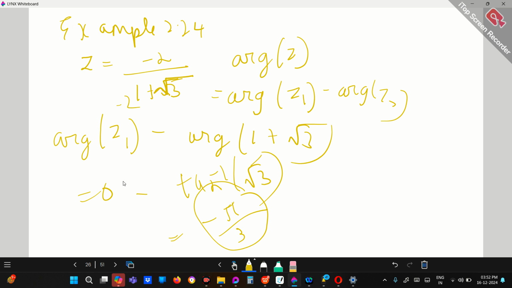Actually, it is pi by 3. It's not 0. The value is 0, but it's 180 degrees, right? It's nothing but 2 pi by 3. Okay, wow. I hope you understood this problem.